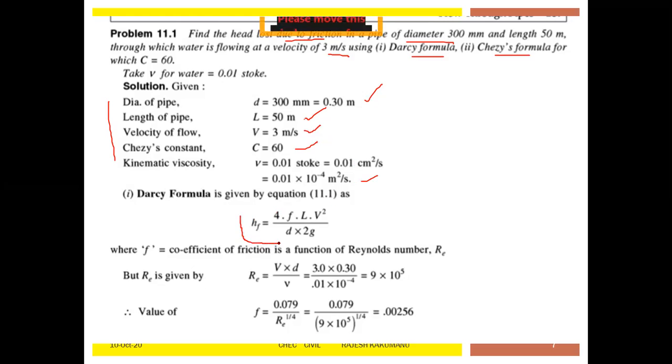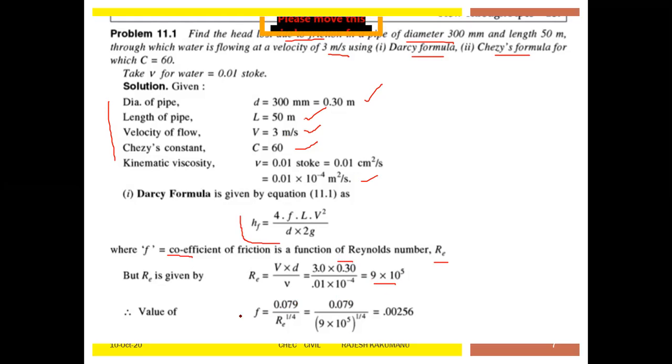Now applying all these values here, F is equal to the coefficient of friction, which is a function of Re. Then what is the Re? First we have to find what type of flow it is. Therefore Re is equal to V into D by v. What is V here? V is equal to 3 meters per second, divided by small v, which is 0.01 into 10 to the power of minus 4, into D. So finally this is the answer: Re is equal to 9 into 10 to the power of 5, which is a turbulent flow, right?